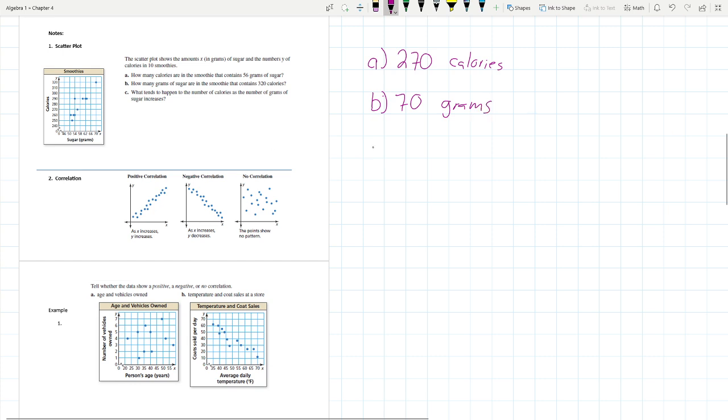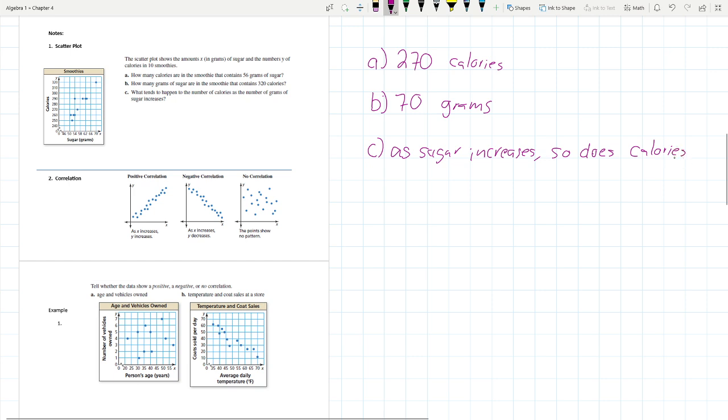The last thing it asks us is what tends to happen to the number of calories as the number of grams of sugar increases. Looking at this, I say, hey, as it increases, so does the amount of calories. So as sugar increases, so do calories.